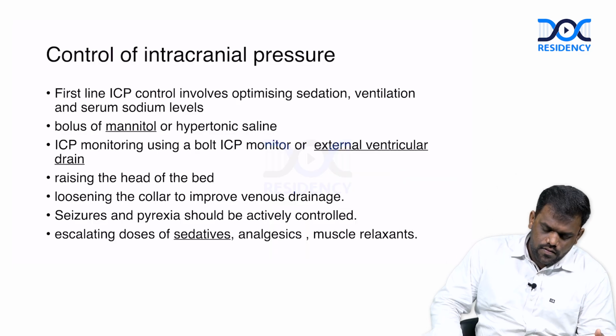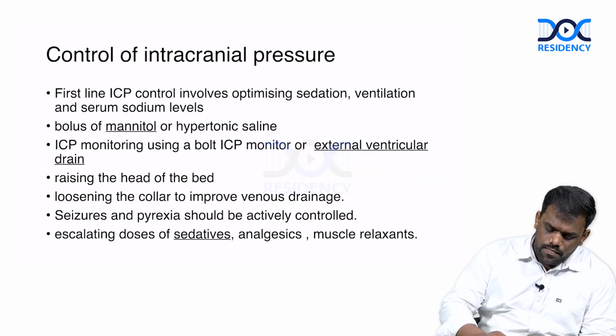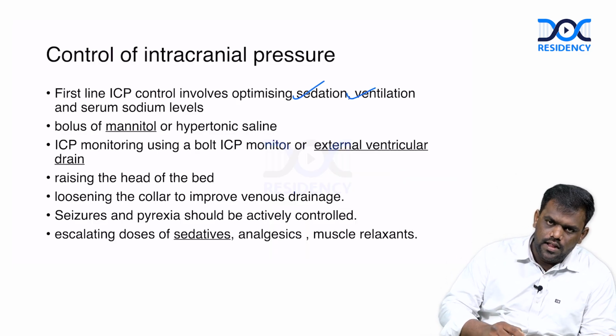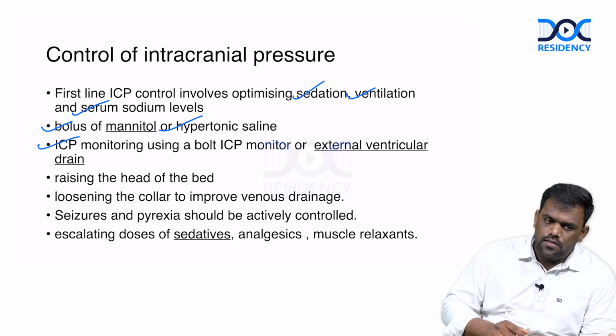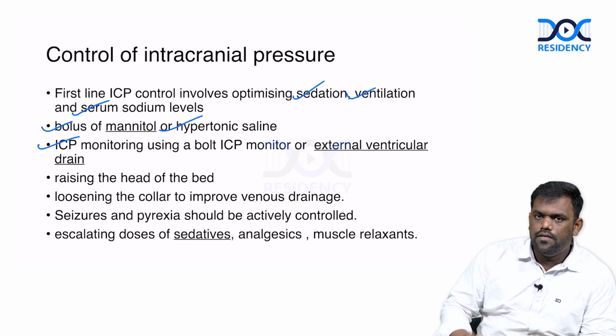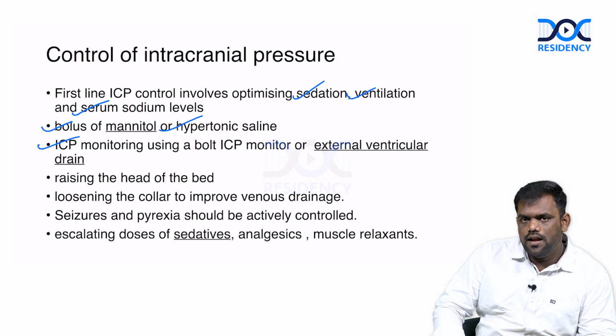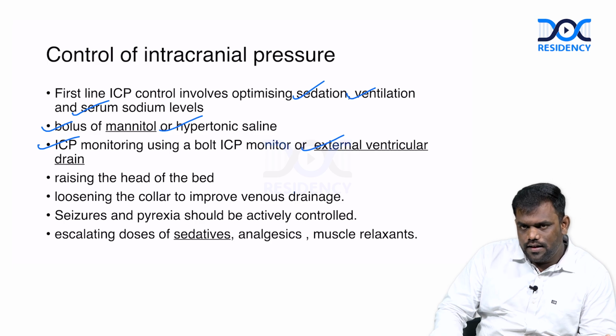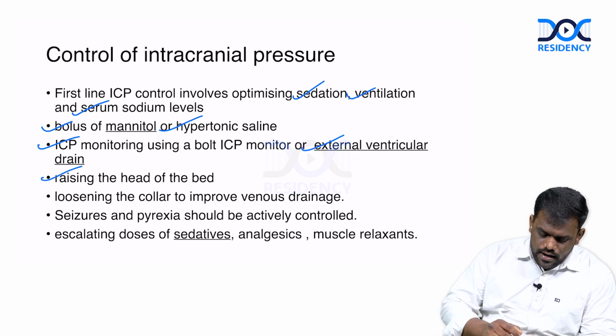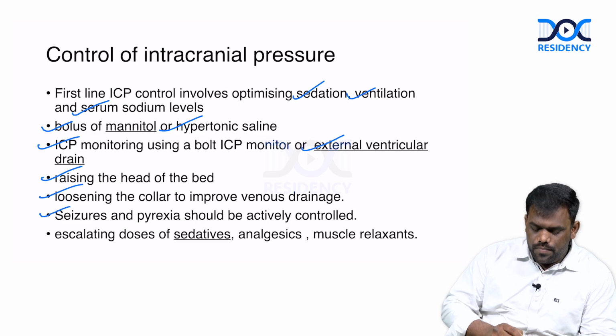The first line ICP control involves optimizing sedation and ventilation, and checking serum sodium levels. You can use a bolus of mannitol or hypertonic saline. ICP monitoring is important. In case of very high raised ICP, you can remove some CSF using an EVD, which also decreases ICP. Raising of the head, loosening the collar, and controlling seizures and pyrexia are important.